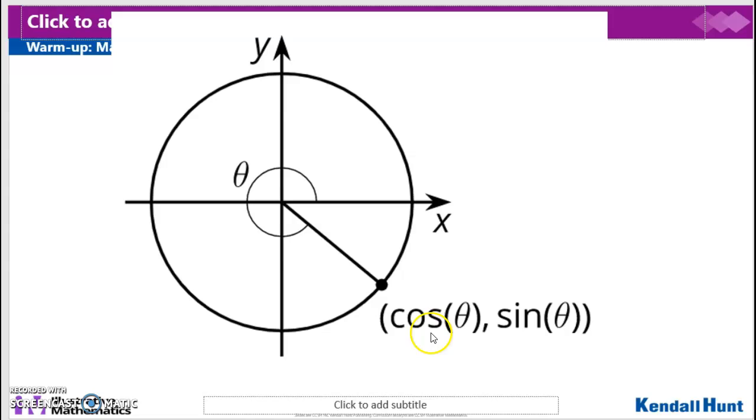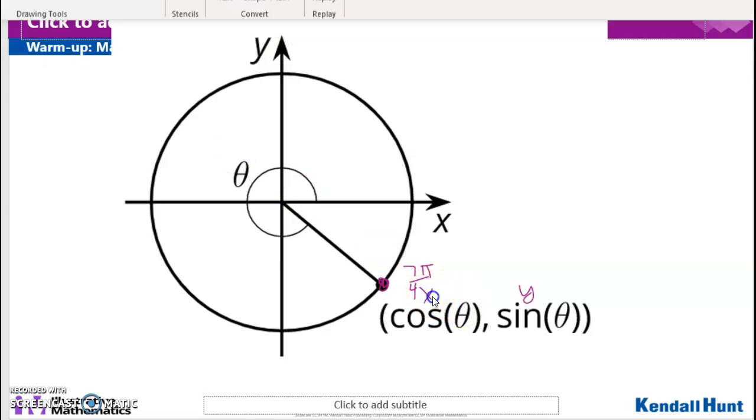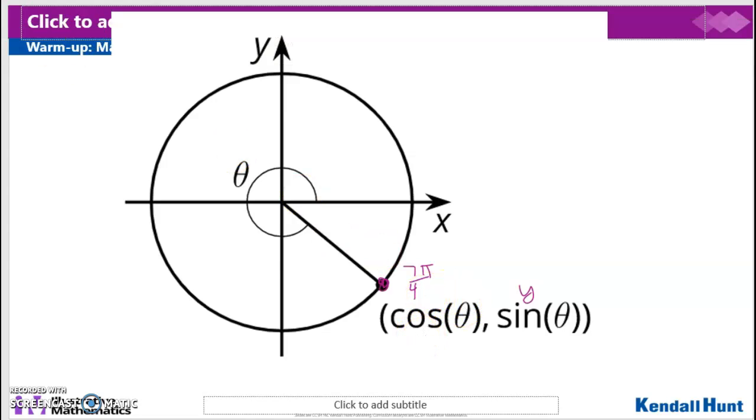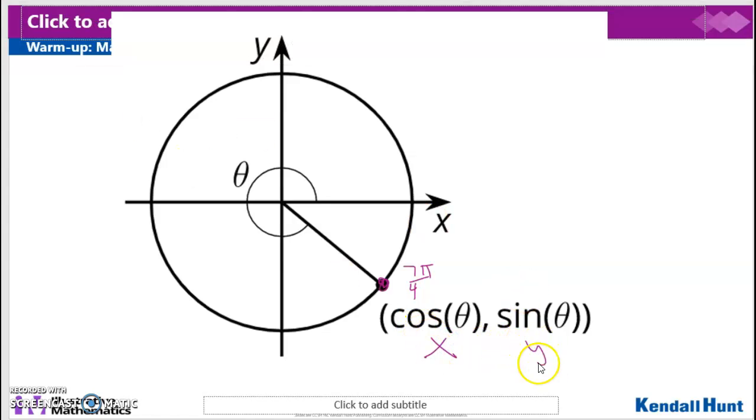The next item I want to make you recall is that at each of these coordinates, the x value is cosine and the y value is sine. So if I know the coordinates of this point, which seems to be here at 7 pi over 4 because it's halfway. Let me move that x because it seems to be kind of in the middle of my fraction. So this is x, that's y.